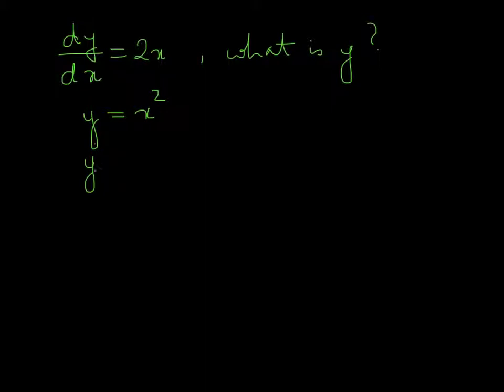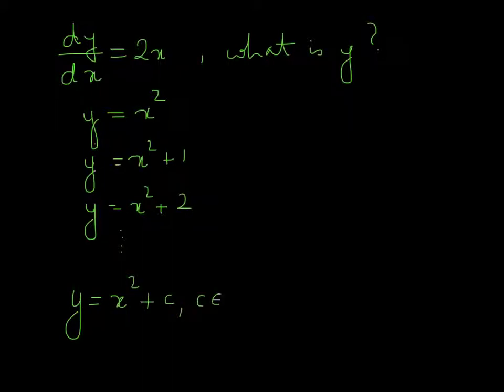No, it turns out that if you consider, for example, y equals x squared plus 1, its derivative is 2x as well. Or you can consider y equals x squared plus 2, or y equals x squared minus 1, and so on. So any function y equals x squared plus c, where c is a real number, gives us as a derivative 2x.